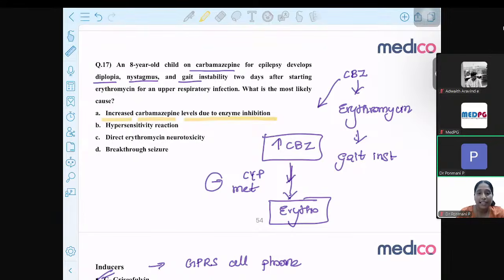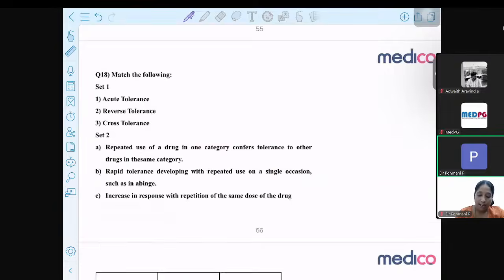This is the reason why the patient developed gait instability. Hypersensitivity reaction and breakthrough seizure are not the correct options here. Why? A hypersensitivity reaction presents like SJS, that is Stevens-Johnson syndrome. And it is also not a case of erythromycin toxicity. Breakthrough seizures means the patient will have seizure features as such, which is not presented here. So the correct option is option A.